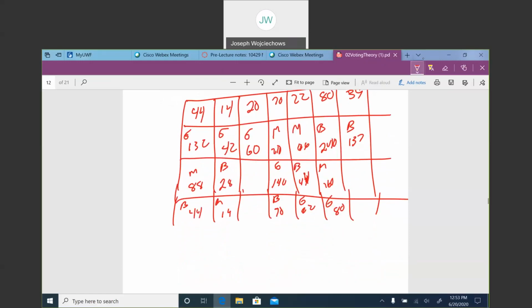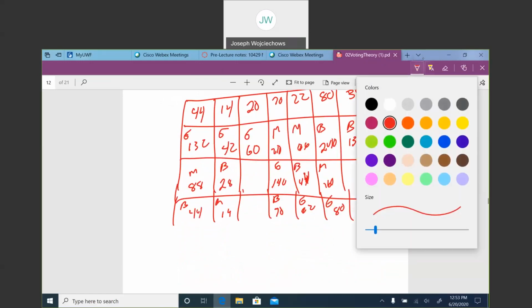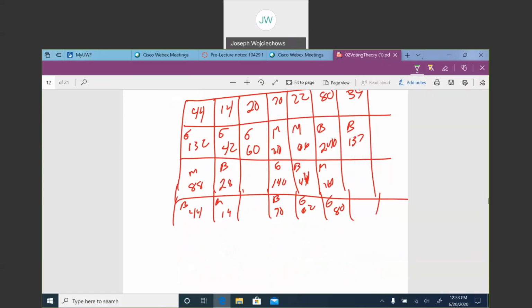So now we need to go through and add them all up. So let's start with Goings. 132 plus 42 plus 60 plus 140 plus 22 plus 80. And let's see what we get.